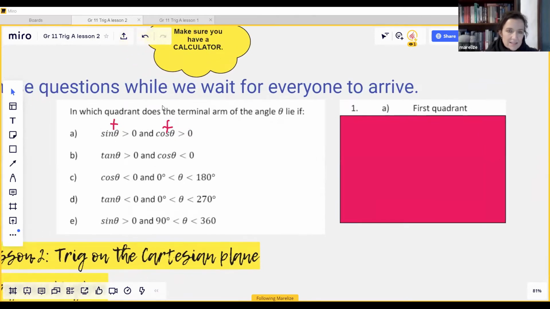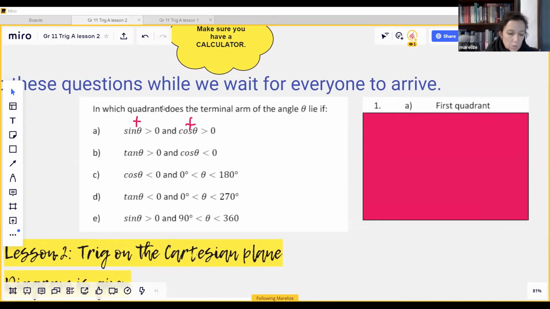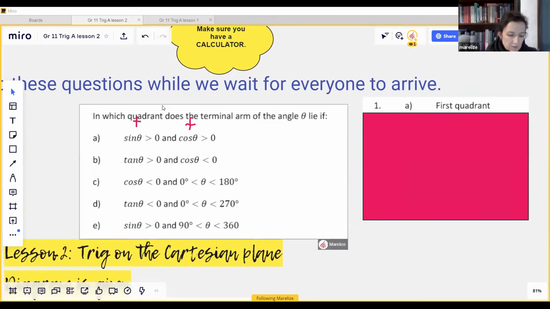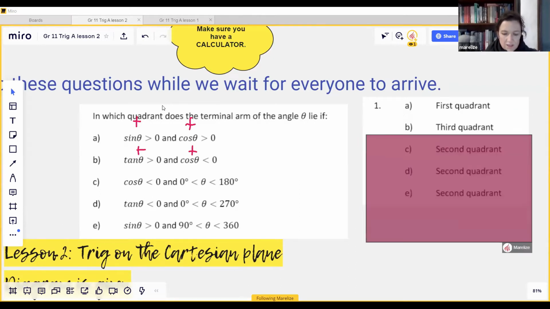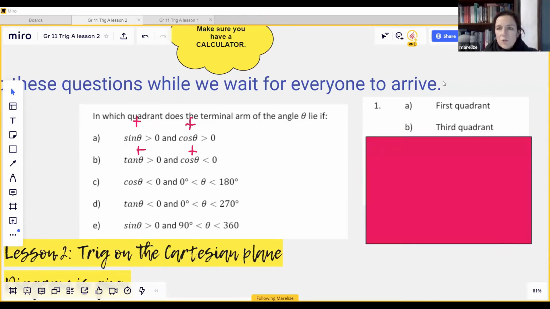Right, let's see. Second question was, where is tan positive and, just change my color here, tan positive and cos negative? In which quadrant would that be? Put your answer in the chat, please, so that I can see. Third quadrant. Many of you are saying third quadrant. I agree, it is the third quadrant.